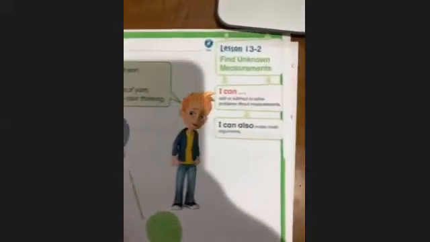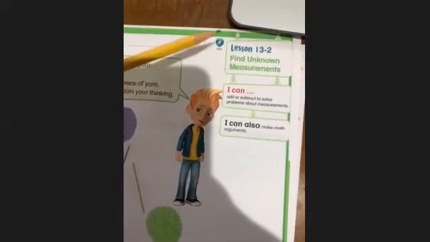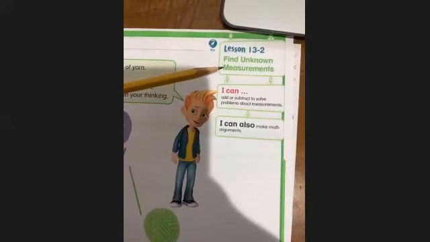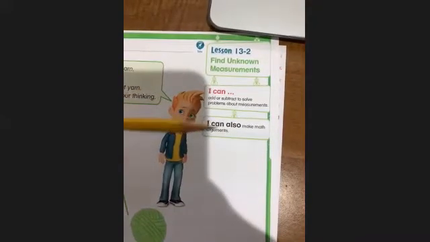All right, good morning. Today we're going to talk about lesson 13.2, which is finding unknown measurements. Our I.D. statement today is I can add or subtract to solve problems about measurement.